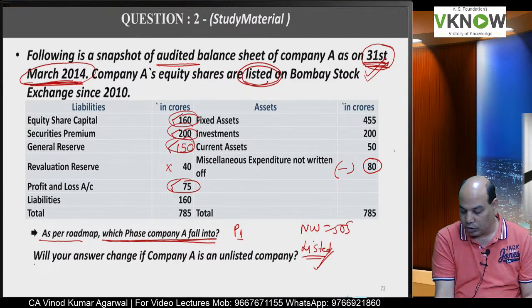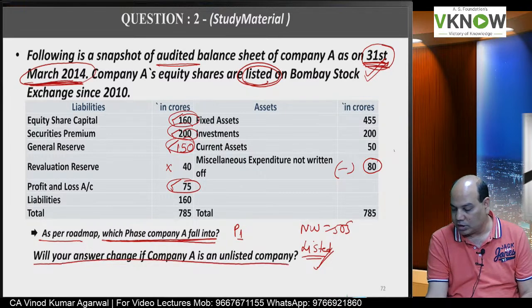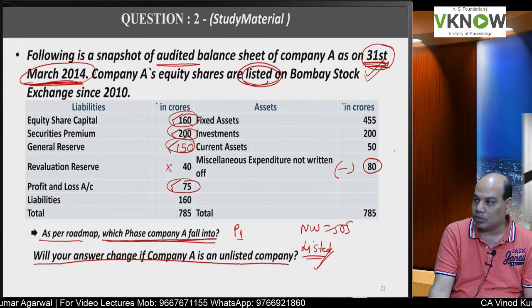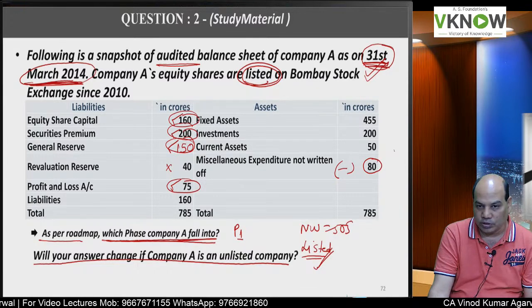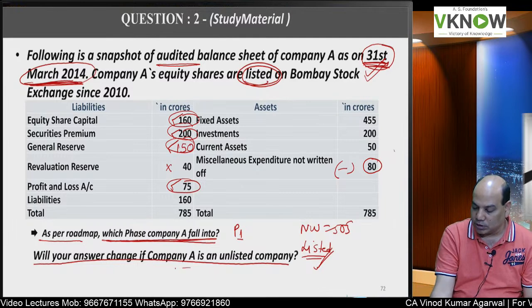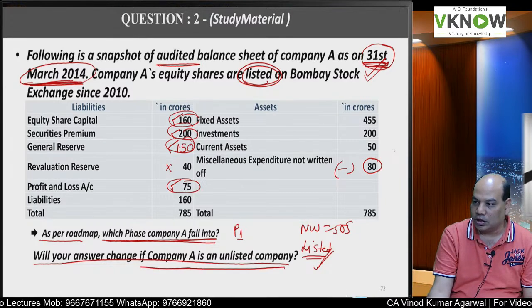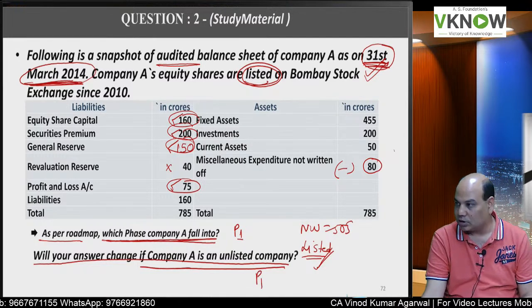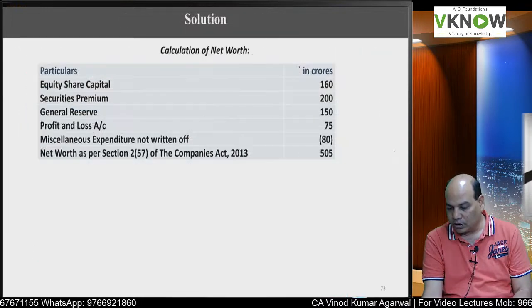Will your answer change if the company is an unlisted company? So again you see in phase 1 it is written for unlisted company net worth should be more than 500 crore on 31st March 14 or any audited financial statement after that date. So this company will also fall under phase 1. Both answers are phase 1. Can you write the answer yourself? I have given the answer in the book.